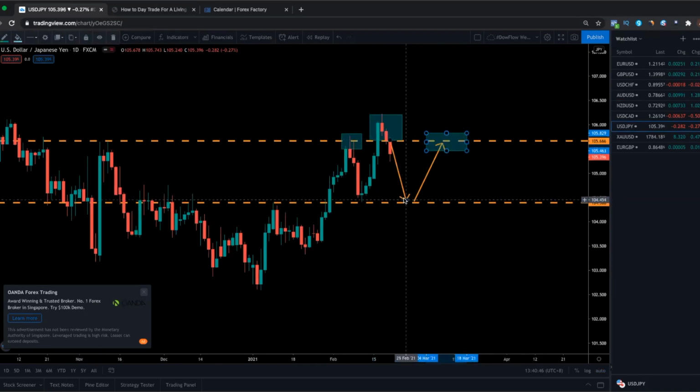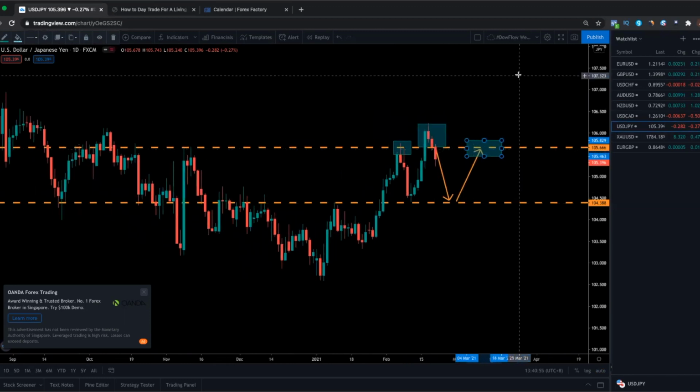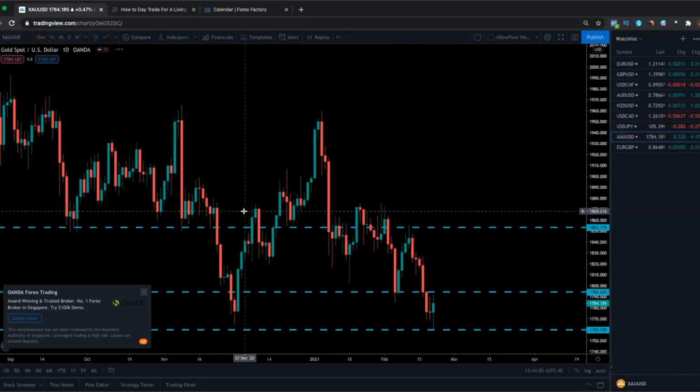So you can go ahead to buy this level, but just be sure to get out of this trade quickly. Do not hold it and expect price to go all the way up, all the way here, because this is a very strong level. Okay, let's move on to gold, XAUUSD.